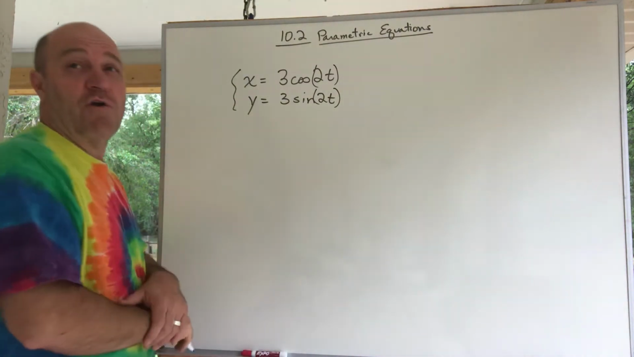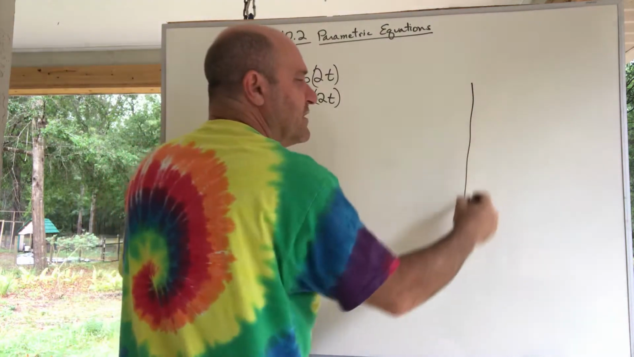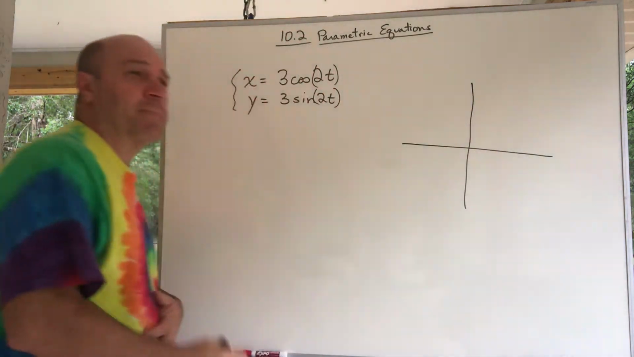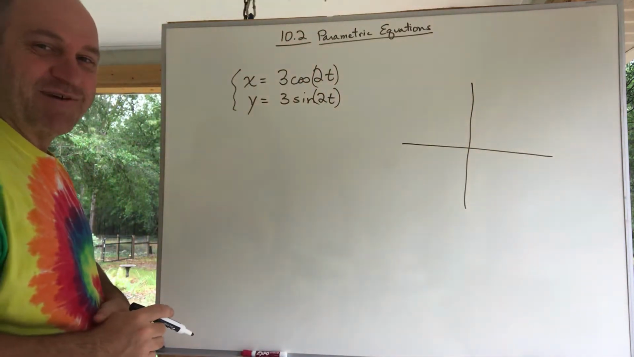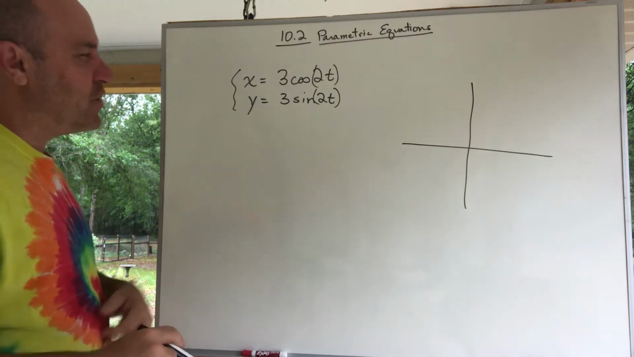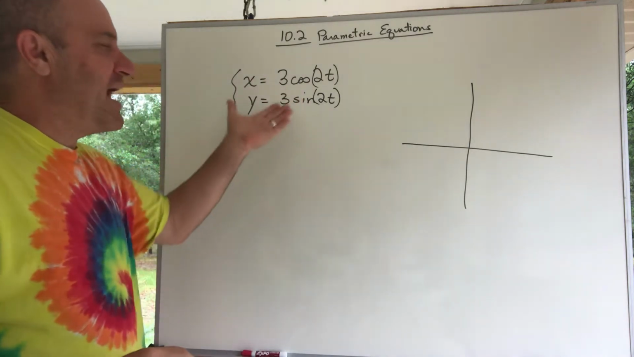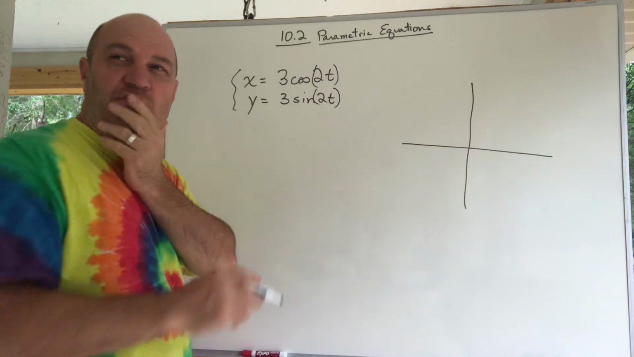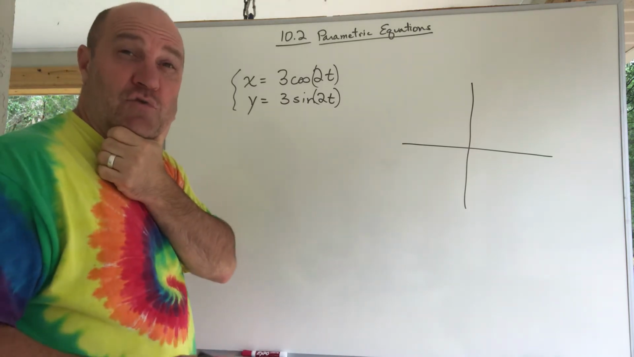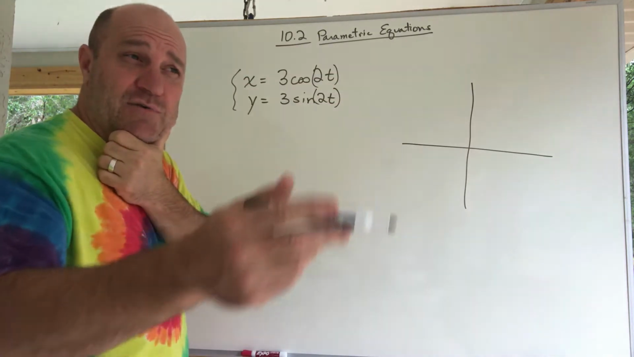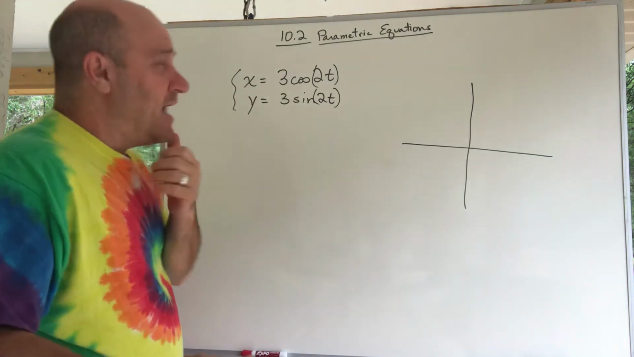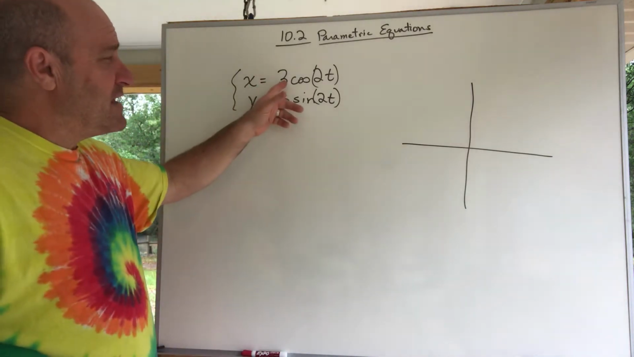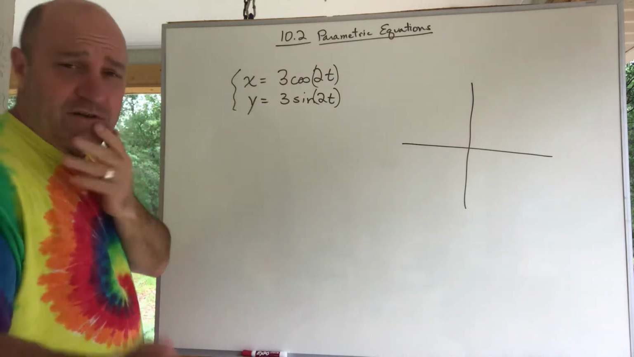I could make a little chart and plot some points to try to see what it is. But maybe I'll just tell you what it is, or maybe you could guess. When x is cosine and y is sine, it makes you think of old trig. It might make you think of the unit circle, except I've got a 3 here.